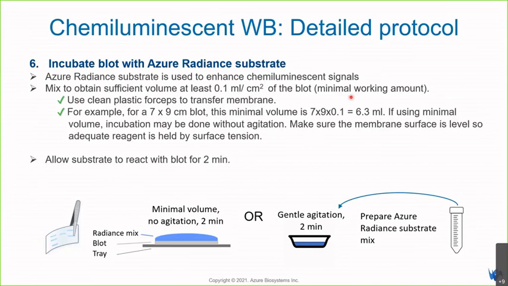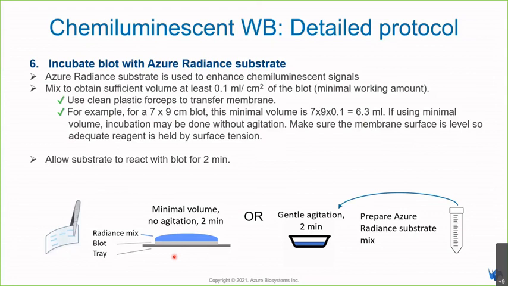So for example, if you have a 7 times 9 cm blot, this minimal volume is 7 times 9 times 0.1, which will give you 6.3 ml. If you are using minimal volume, the incubation can be done without agitation, like this. You just need to make sure that the membrane surface is leveled, so the reagent can be held on top of the membrane by surface tension.